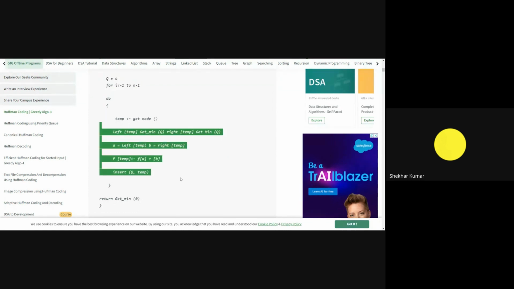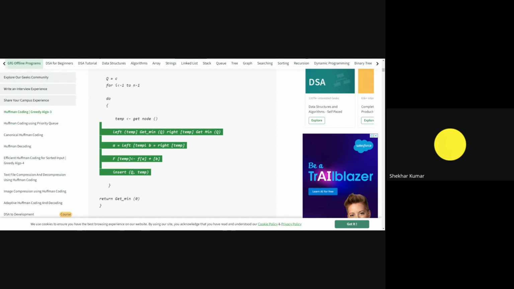So how much time will it take for ascending the order, for sorting the values? It will take n log n time in the best case, as in merge sort. So the overall complexity of the Huffman coding algorithm will also be n log n, the greedy approach. Is it clear? Yes, sir. Okay, so this is your Huffman coding.